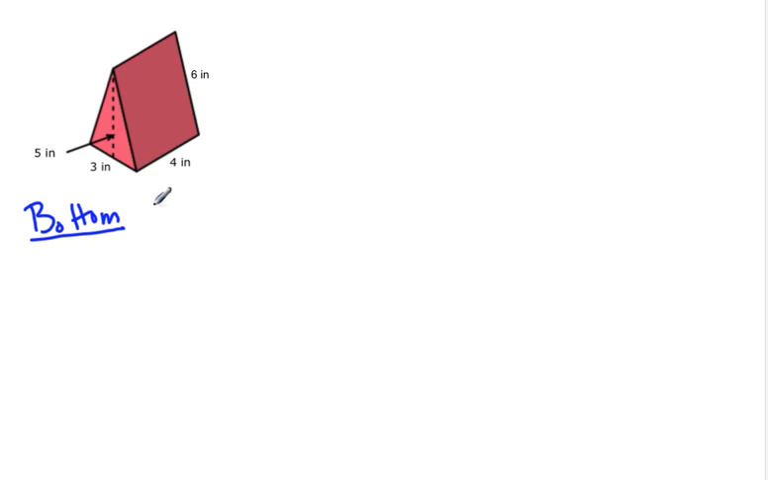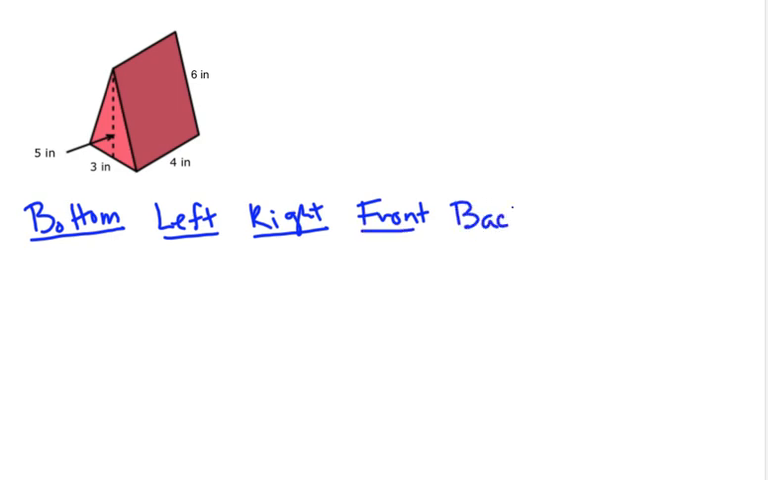Then we have the left, the right, the front, and the back. So the bottom is a rectangle. The bottom of this figure, if we were to continue to draw this to make it see-through, would be something like this.